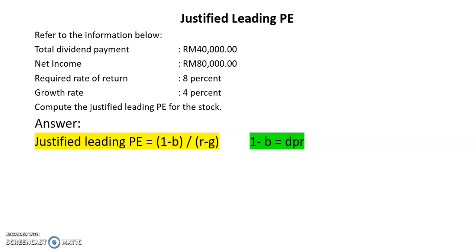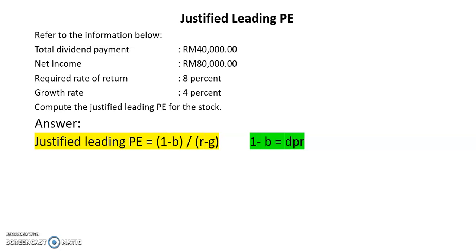Okay, what is 1 minus b? 1 minus b is equal to DPR. Remember, b is the retention ratio. So 1 minus b is equal to DPR, or the other way around, when we have the value of DPR, 1 minus DPR is equal to the retention ratio.